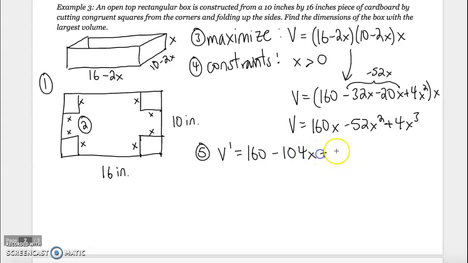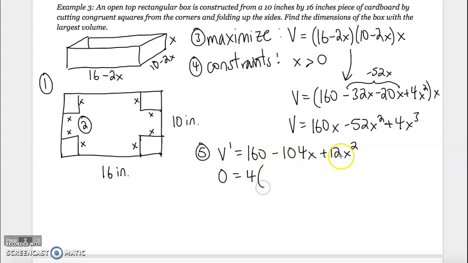104x plus 12x squared. And then I set it equal to 0, and then I think I can pull out a GCF of 12, maybe. I don't think 104 is divisible by 12. Nope. Let's see. So it looks like my GCF is 4.